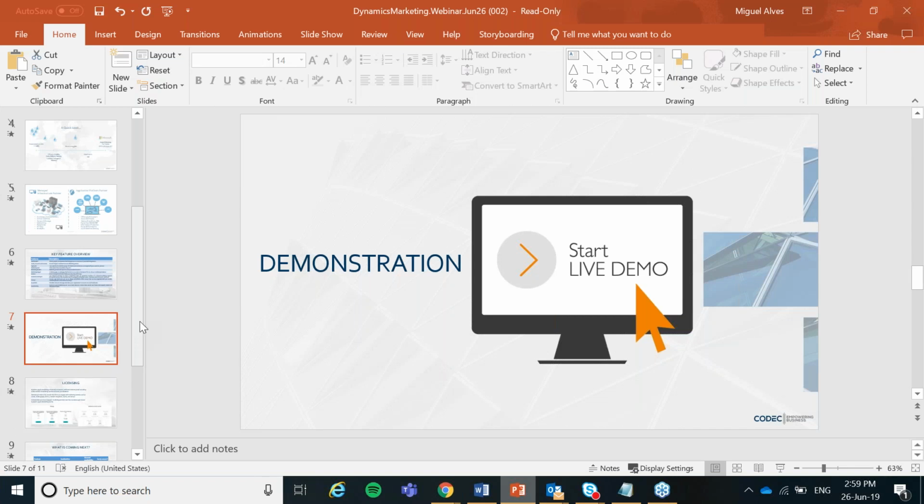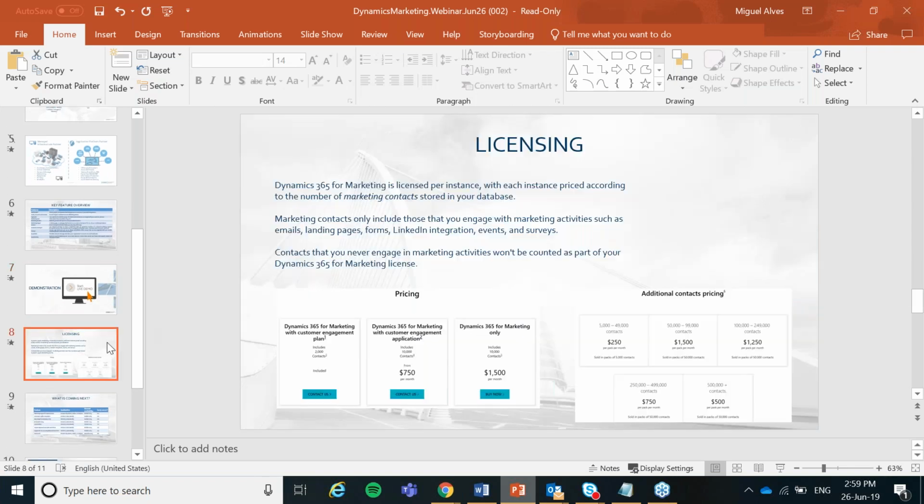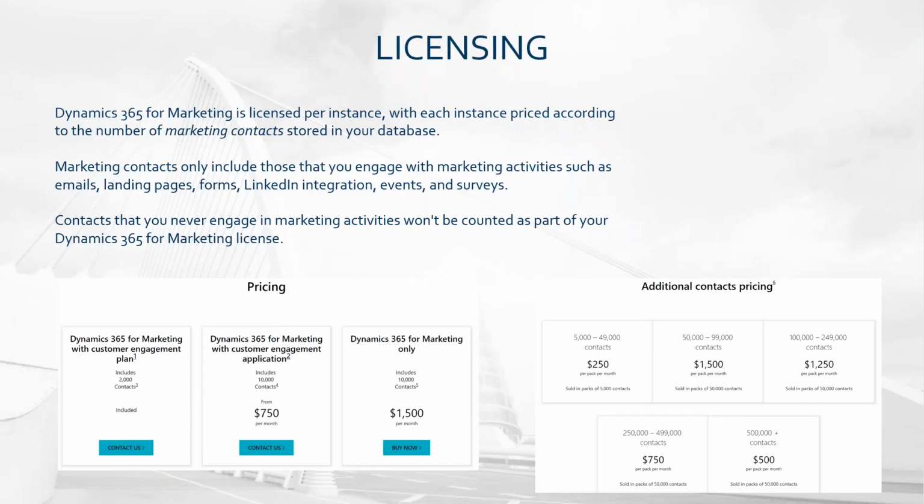Okay, so let's talk about licensing now. That's another important information. Licensing for Dynamics for Marketing can be tailored for you according to your business. Here we have a list of 3 plans available at the moment. What I would suggest to you, if you need more information or detailed information, get in touch with us and our sales team will send you the best option. Okay.